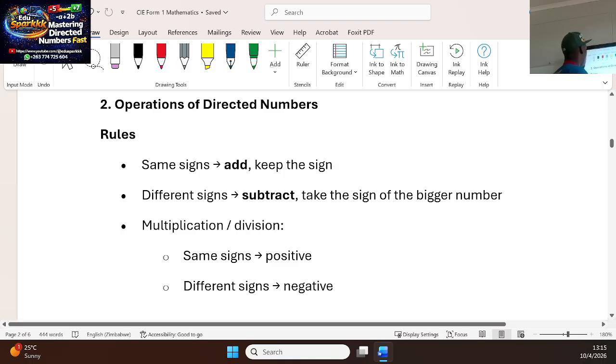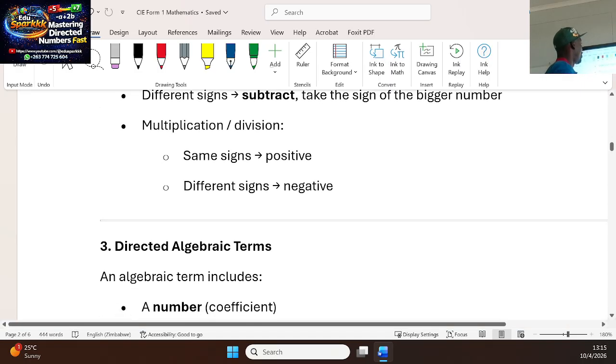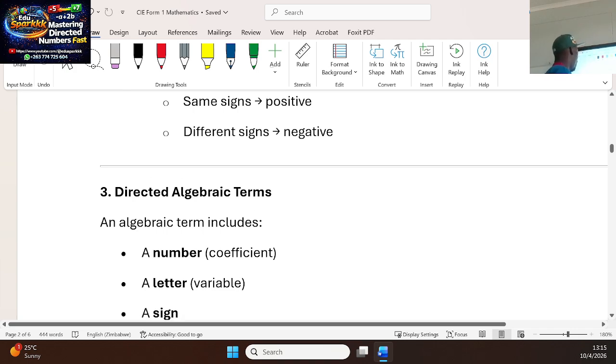Then operations that we are going to be performing, addition. This is moving to the right. If the signs are the same, the sign is maintained and there is an increment. When we have different signs, this is more like subtraction. So the value with the bigger sign is maintained. Multiplication and division, same signs, they give us a positive result. Different signs give a negative.